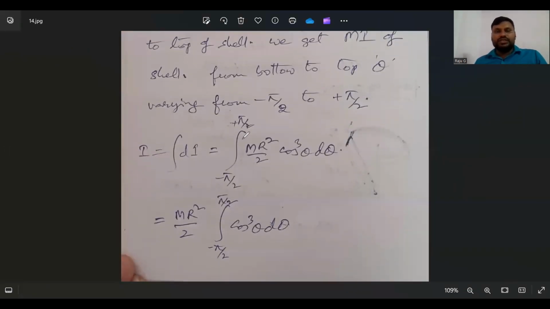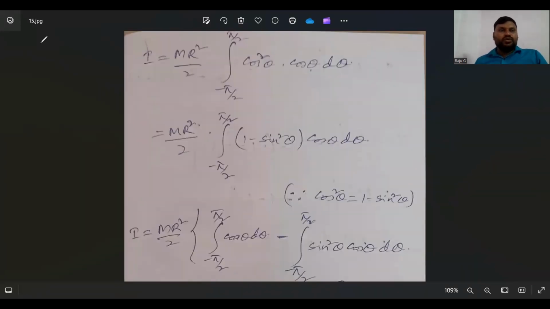Which is equal to the integral from minus pi by 2 to pi by 2 of m r square by 2 cos cube theta d theta, which is dI. Okay, m r square by 2 is a constant; you can take it out of the integration, and cos cube theta d theta is your integration part. We will do the integration of this cos cube theta d theta.